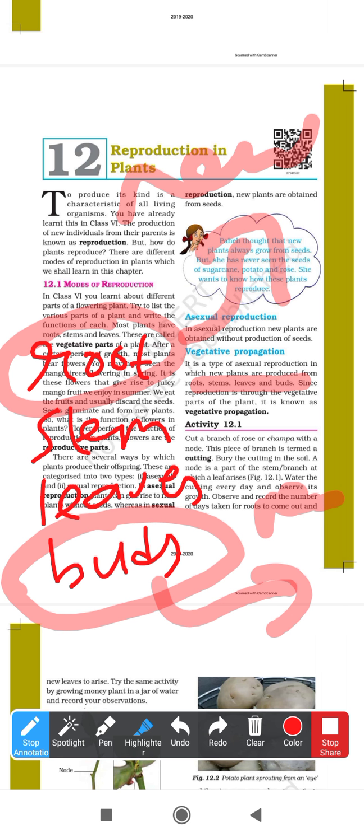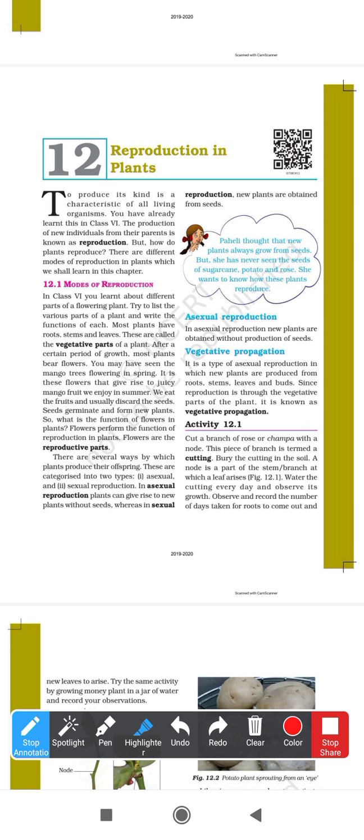Understood? So before doing the activity, I would like to highlight the important things which you are supposed to remember. First is what is reproduction. Second, which are the parts of the plant that are vegetative parts, and which are the parts that are reproductive parts, right? After that, there are two types of reproduction, asexual and sexual.